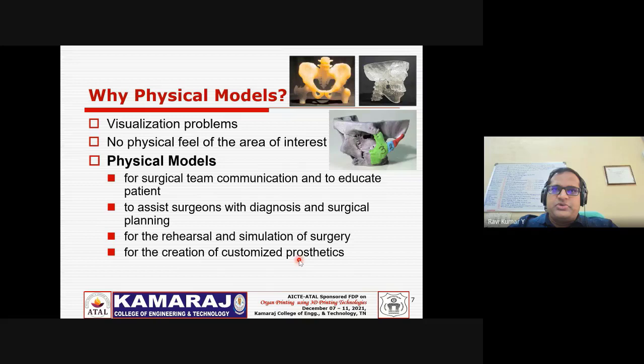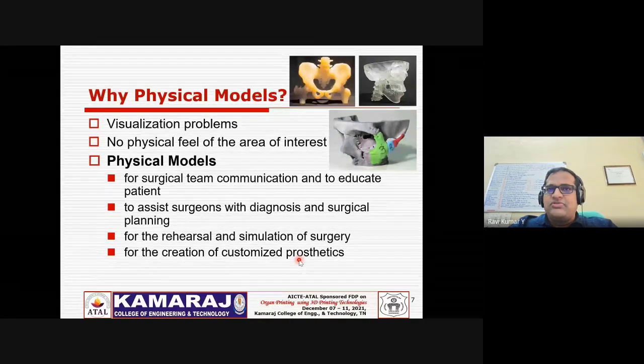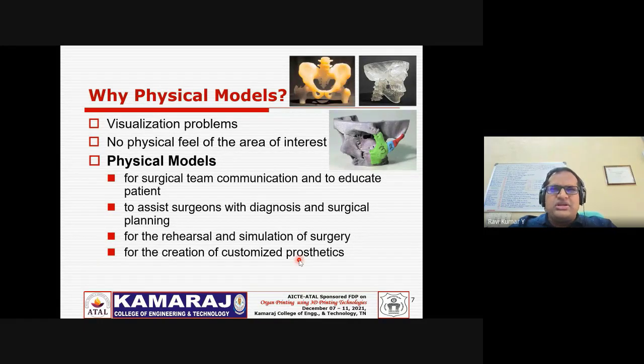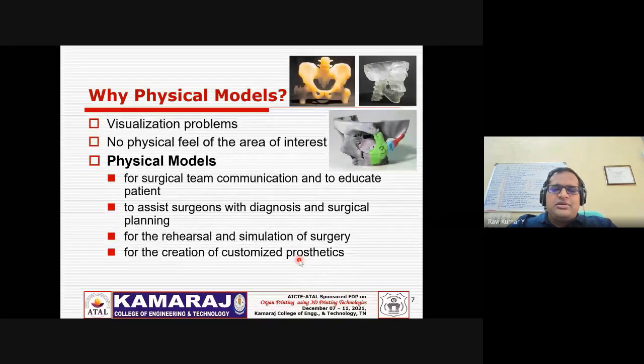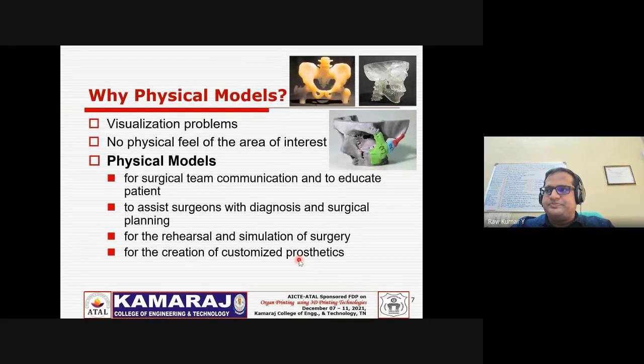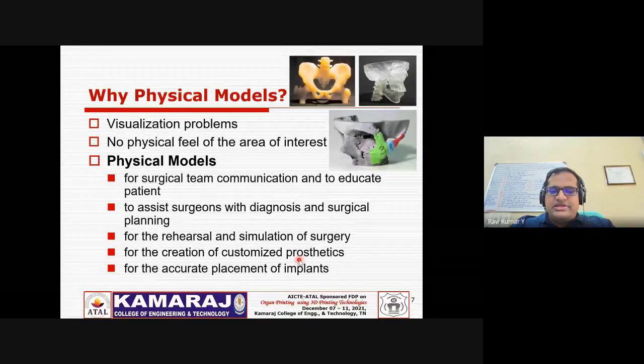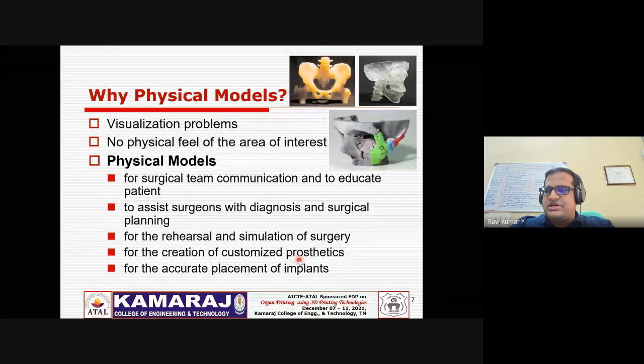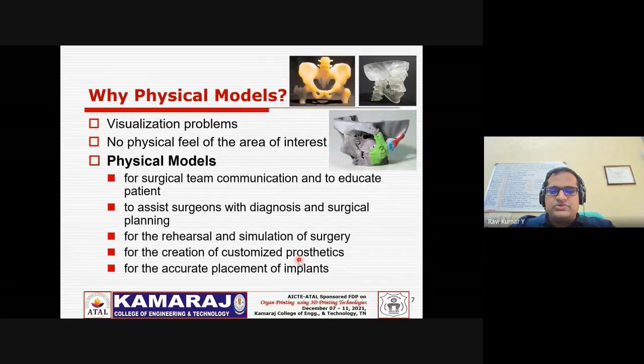Say a person lost a limb, so you can design an artificial limb, or you can design an artificial nose, ear, or whatever it is. You can better customize these prosthetics as per the patient condition or requirement. And you can accurately place the implant, so that is another advantage of having this kind of physical model.